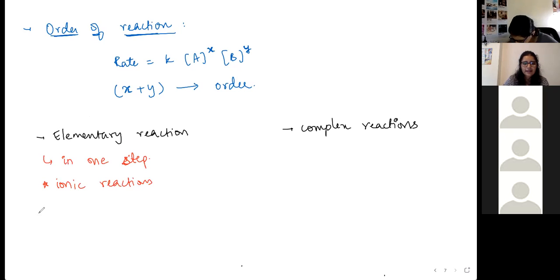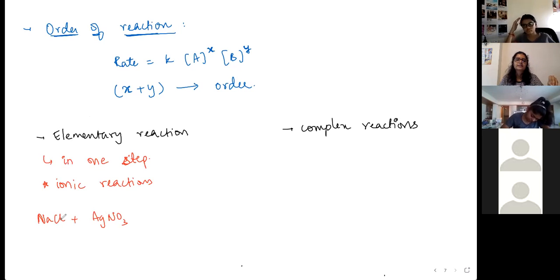So basically if I add sodium chloride and silver nitrate, as soon as I add them to water, they dissociate into ions. You have Na plus, Cl minus, silver ions, nitrate ions. And then once they're in ionic form, it's full of oppositely charged ions. So immediately you're going to get silver chloride and sodium nitrate. So it's not very complicated. It's pretty straightforward. Single step reactions are elementary reactions.